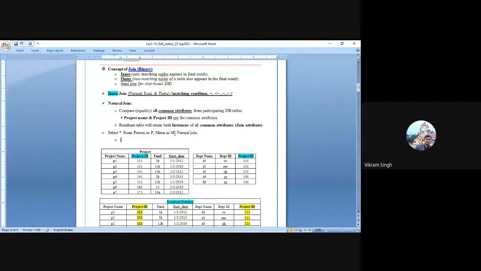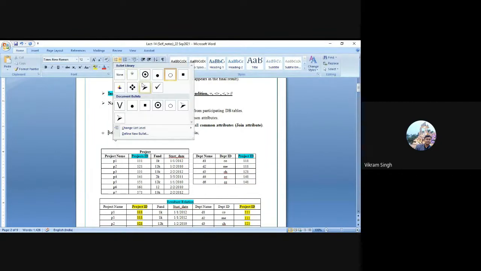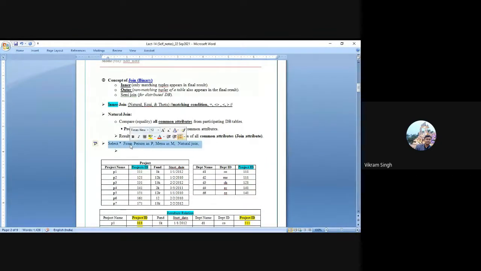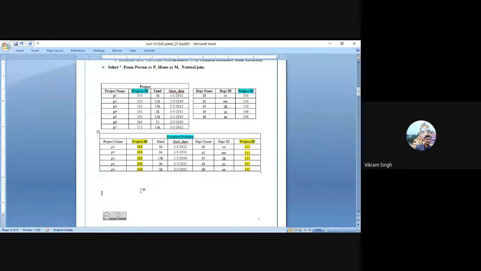When you mention this natural join, the system automatically assumes that you are trying to impose a query as a natural join, where natural join will be required, right? And thus the result table will be like this, where we have multiple instances. That's the implication of it, right?